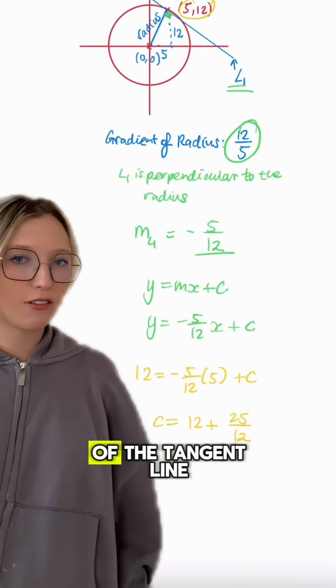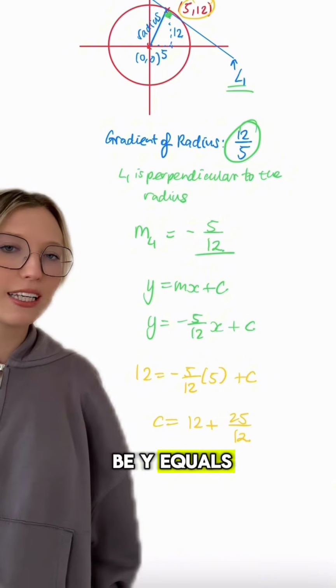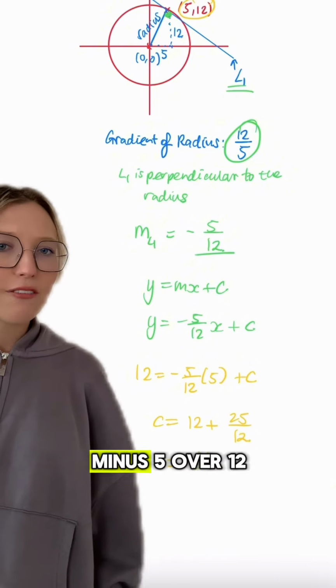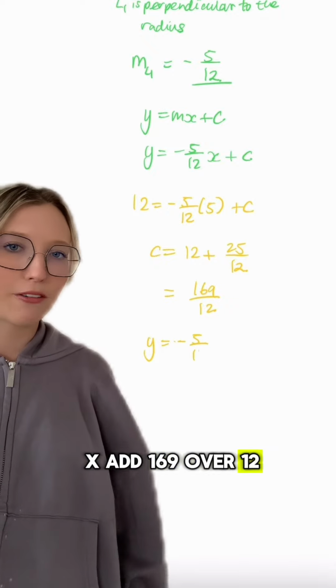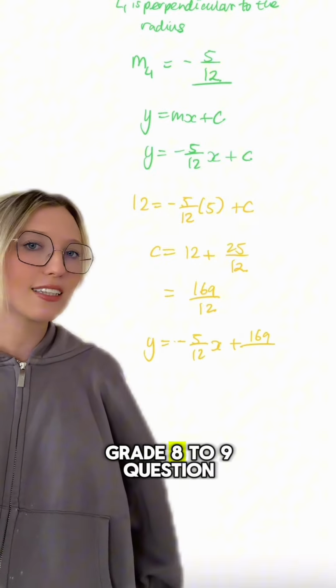So the full equation of the tangent line then is going to be y equals minus 5 over 12 x add 169 over 12. And this would be an example of a grade 8 to 9 question.